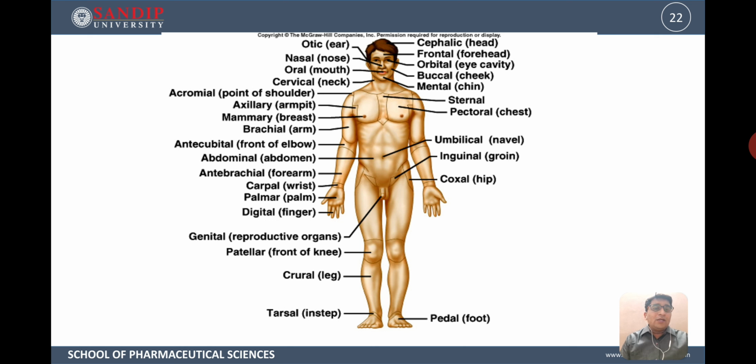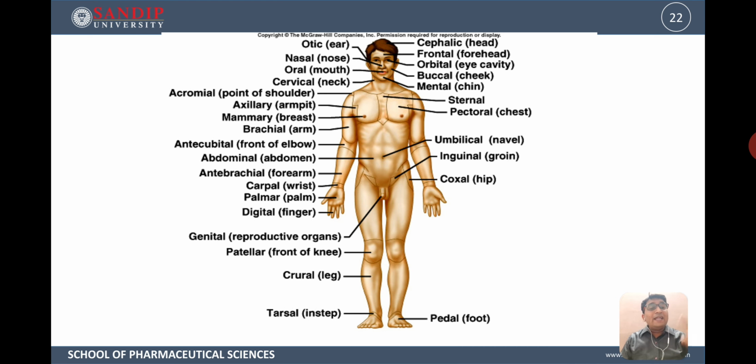Now always remember the planes and the sections. I repeat: the first is the sagittal cut or sagittal plane. Second is transverse, also known as horizontal. Third is the coronal cut, also known as frontal. Then cross section, oblique section and longitudinal section. According to that you can observe this figure: ear, head, nose, forehead, cheek, chin. In this fashion, the names of the body parts.